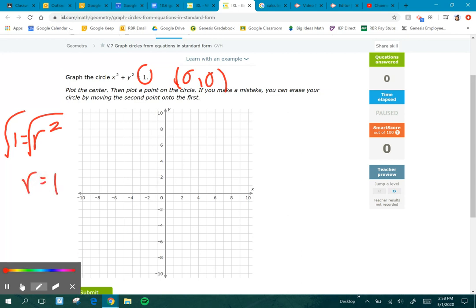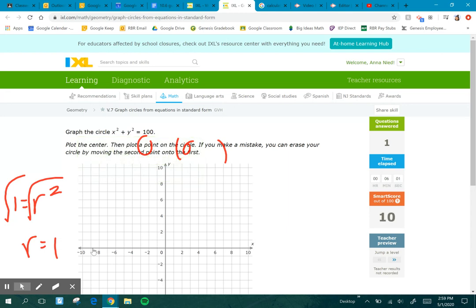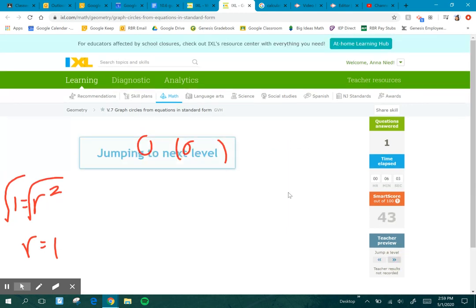To graph, you want to start at the center. So I know my center is 0, 0, click. Then go over the amount of the radius. So the radius is 1, I'm going over 1. Press submit. All right, let's jump up a level.